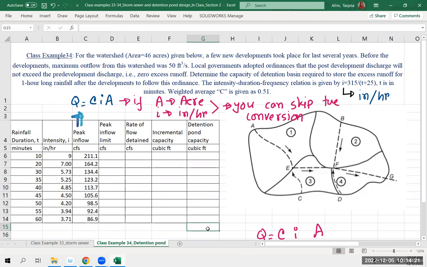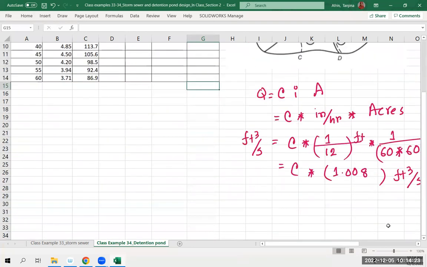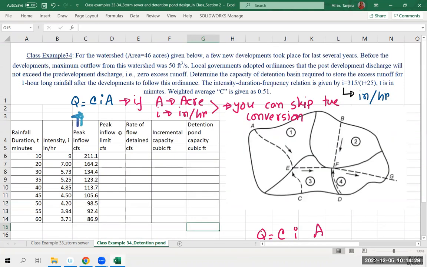Okay? Could you multiply the 0.51 by the 1.008? No, that is just the conversion factor. If you want to convert that into feet cubed per second, or like if you convert all the inch per hour and acres. So what you will do, the C is 0.51. What is the I? 9. Sorry, I and the area. What is the area? 46, right? So 0.51 multiplied with 46 multiplied with 9.